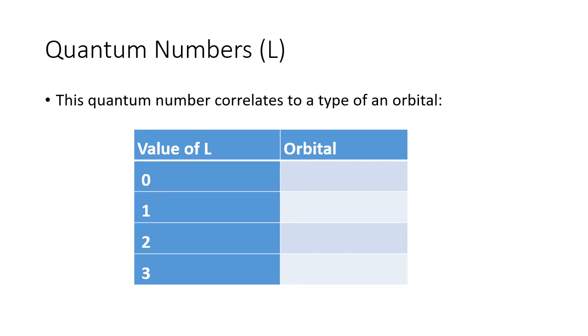What I mean by that is that each orbital actually relates to an L value. An s orbital has an L value equal to 0. So if I say something is an s orbital, it has an L value of 0. An L value of 1 correlates to a p orbital. An L value of 2 correlates to a d orbital. And an L value of 3 correlates to an f orbital.